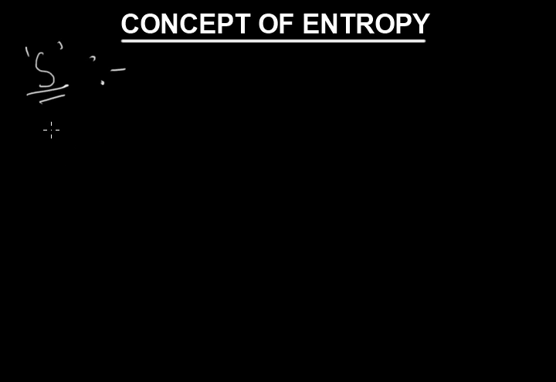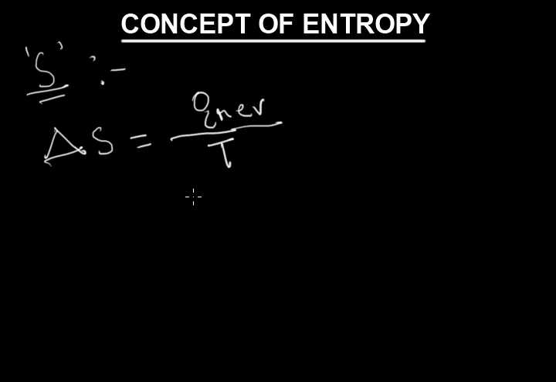Actually, its change, that is delta S, is equal to reversible heat change divided by absolute temperature. So, entropy is a thermodynamic function which measures the randomness of a system, and change of entropy, that is delta S, is measured by the ratio of reversible heat change and absolute temperature of the system.